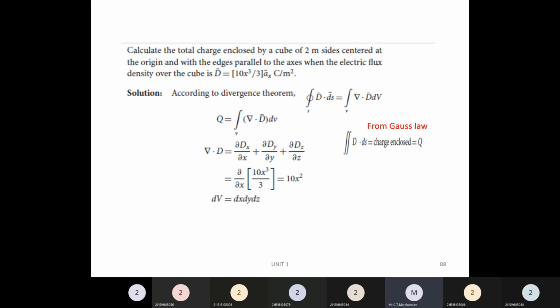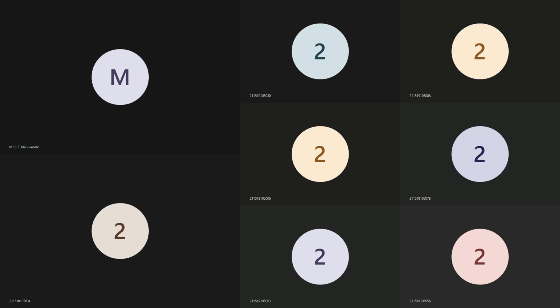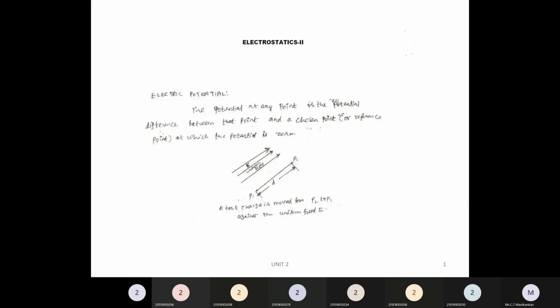The next PPT, I will be sharing about the potential. So far we have seen the electric field intensity. Now I will be sharing the potential part. I think it is visible to you.